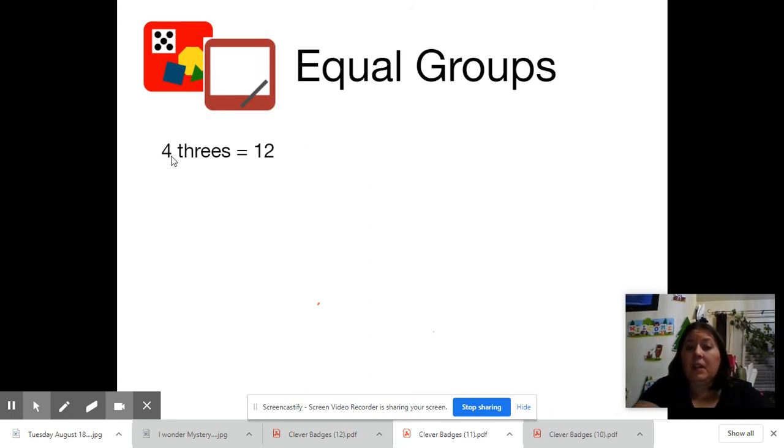So if we have 4 3s, this is just another way to write this. It's still talking about 4 groups of 3. 4 groups of 3 is still going to equal 12.